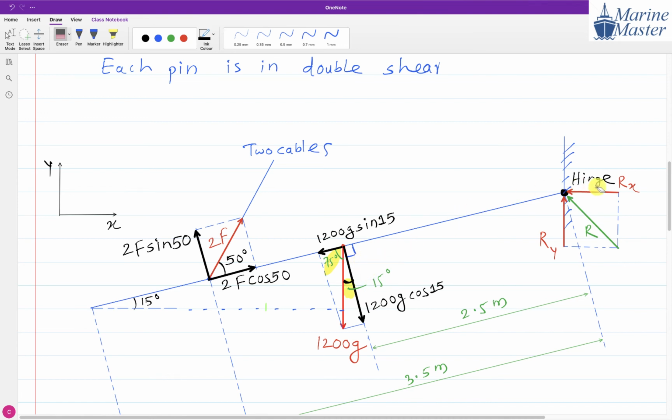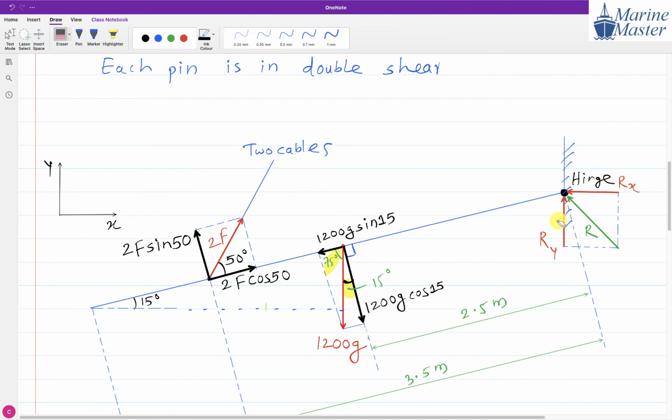But now, to get the Rx and Ry, what are we going to do? Tell me, this 1200G is directly in which direction? This 1200G is directly at the center of gravity. So is it directly in the x direction or y direction? Y direction. So while calculating Rx and Ry, do we have to take components of 1200G? We don't need to.